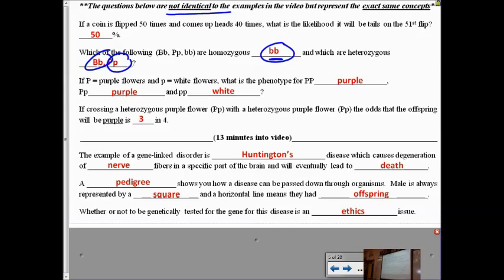Whether or not to be tested, that's what we call an ethics issue. We're going to spend a whole day on genetic ethics because there's a bunch of them. Things you have to consider. Is this the right thing to do? Score that out of 27, please, and then pass those up.